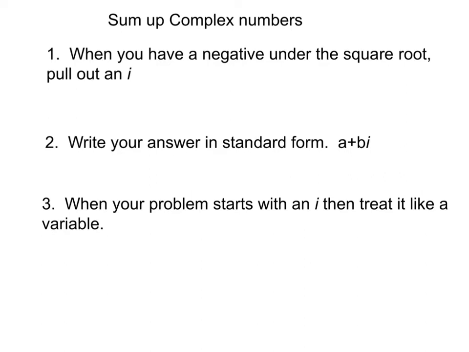Okay, I always like to sum it up or bring it home. So here it is for complex numbers. When you have a negative under the square root, pull out an i. So anytime you have something like the square root of negative 25, that ends up being 5i. Or something like the square root of negative 10 is just i root 10. So regardless of whether or not you can break down that radical, if there's a negative underneath it, go ahead and pull out that i.